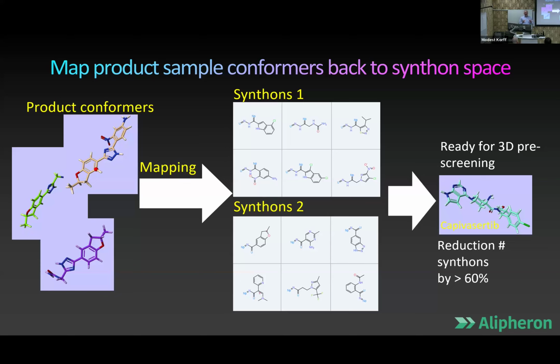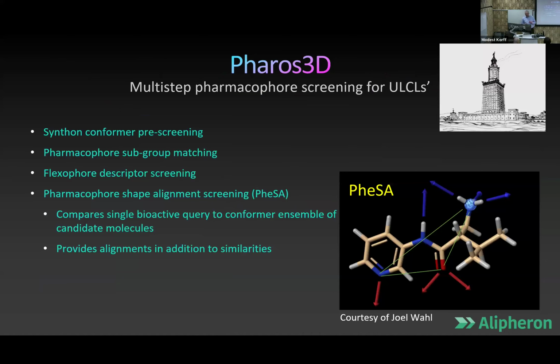This is more than half, but of course, we are talking about combinatorial libraries. You all know the term combinatorial explosion. Here we have a so-called combinatorial reduction, because we are already reducing the syntons by half. We have roughly the square root or even fewer molecules to analyze later on in the next steps. So this is our 3D pre-screening.